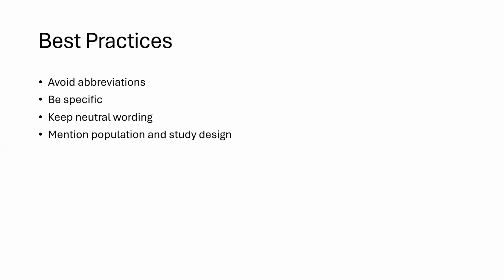A few tips and best practices. Don't forget these while you are framing your title. Avoid abbreviations. A lot of people, especially students, write abbreviations. Make sure that you write full words. Be specific. Don't open it for everybody. Don't include everybody. Your population and your comparison group should be specific. Keep neutral wording. Mention population and study design. As I mentioned, a lot of journals are now asking for study designs to be included.